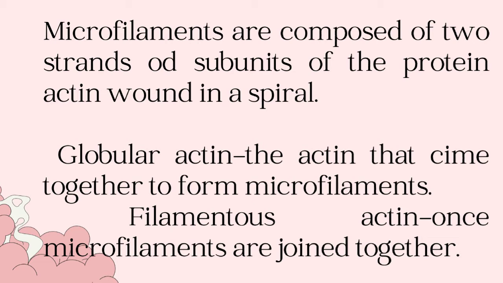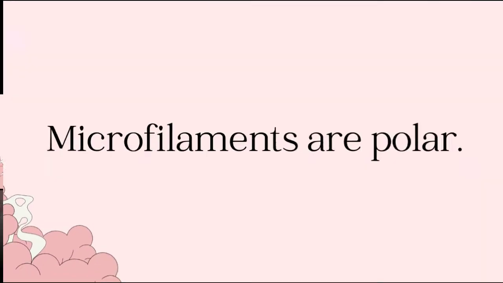Microfilaments are composed of two strands of subunits of the protein actin wound and arranged in a long spiral chain. Microfilaments are found beneath the cell cortex, which is the meshwork of membrane-associated proteins that supports and strengthens the plasma membrane. Globular actin refers to the actin that comes together to form microfilaments. It is also referred to as a free monomer. Once microfilaments are joined together, as a polymer microfilament, it is now known as filamentous actin.